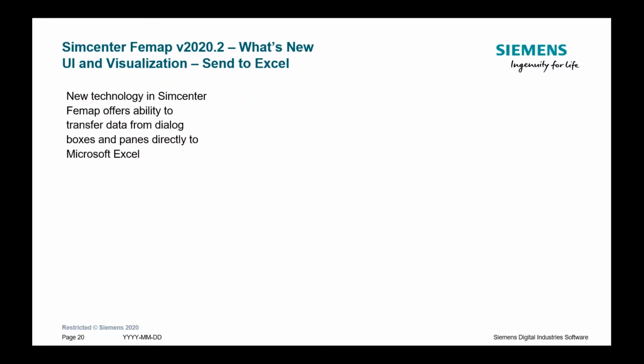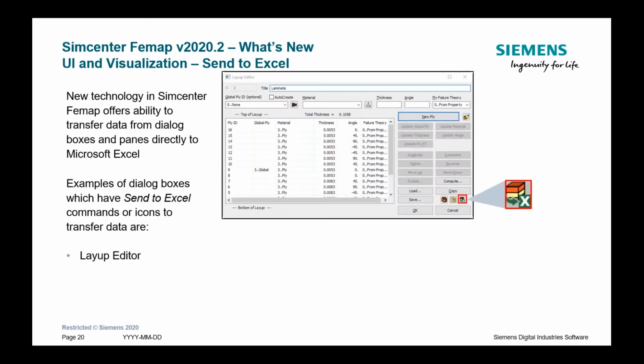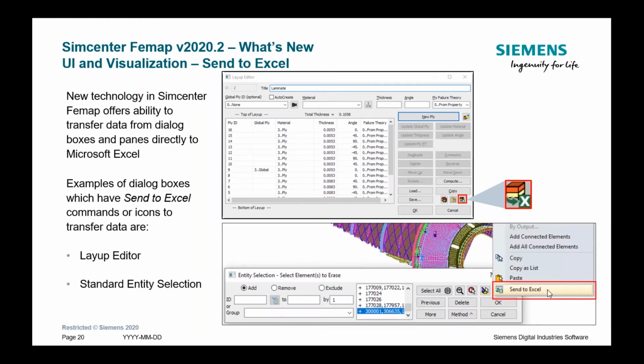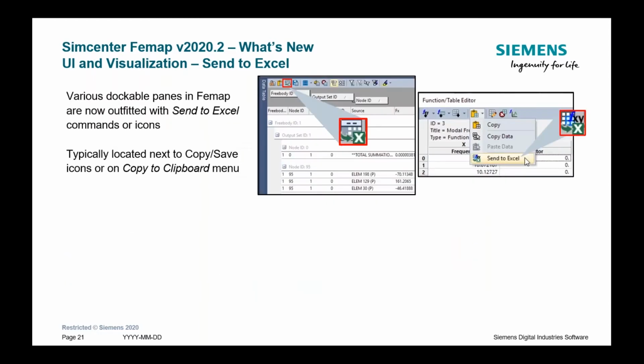New technology in Femap offers the ability to transfer data from dialog boxes and panes directly to Microsoft Excel. So you'll see in various dialog boxes and panes a little icon that has the X for Excel. You can just click that. It's going to automatically pop open Excel, and then it's going to send the data from that dialog box or pane over into Excel. So it's in the layup editor, the standard entity selection dialog box, so you can just send your IDs over there. It's also in the data table, the function table editor.